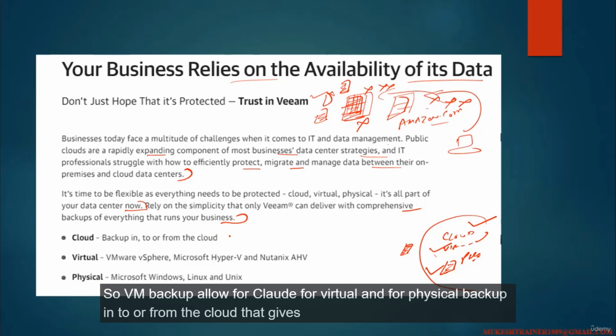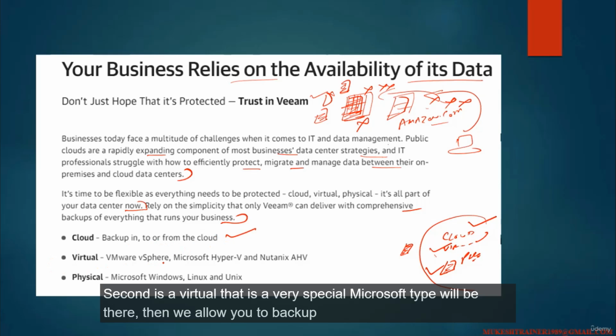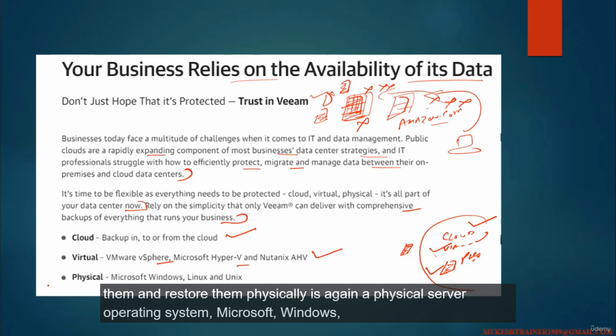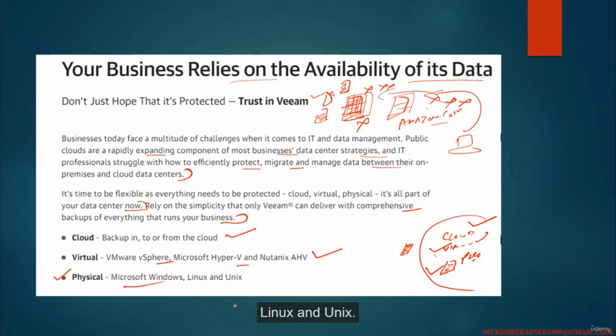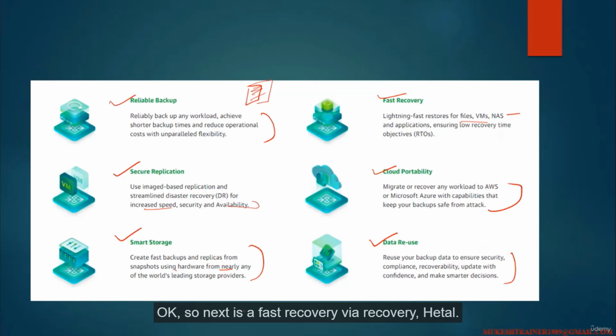Cloud: back up in, to, or from the cloud, that gives you a feature. Second is virtual, that is VMware vSphere, Microsoft Hyper-V, Nutanix AHV. It allows you to back them up and restore them. Physical is again a physical server with operating systems Microsoft Windows, Linux, and Unix. Okay, so next is fast recovery.